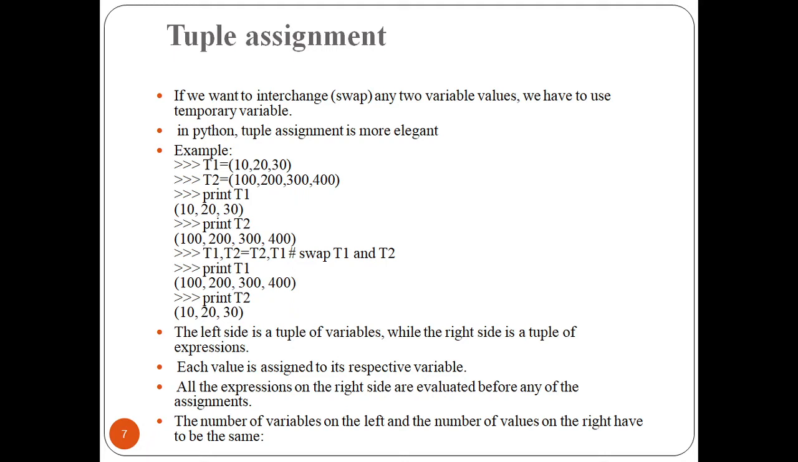Now, tuple assignment, which means assigning a tuple to a variable. Very simple: T1 is a tuple name with values 10, 20, 30, and T2 has values 100, 200, 300, 400. T1 gets 10, 20, 30, and T2 gets 100, 200, 300, 400. It's very simple, just like a list. But whenever I want to swap two tuples, in any other language you need a temporary variable to swap two variables. But here you do not require any temporary variable. You can directly swap with the statement T1, T2 is equal to T2, T1.